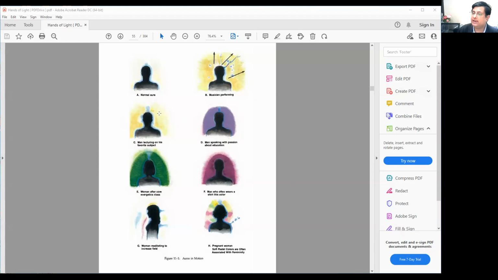Okay. So this is a man lecturing on his favorite subject. The field is becoming gold. And then the crown chakra, you can see, is activating. The will center is also activating over here. About education, it becomes purple. Core energetics becomes healing. Green is a healing color, right? The colors that we are wearing can start affecting our field. This is a lady meditating. You can see all the chakras are opening up, right? Over here, this is a pregnant lady, which again has a very colorful and a very expanded auric field.